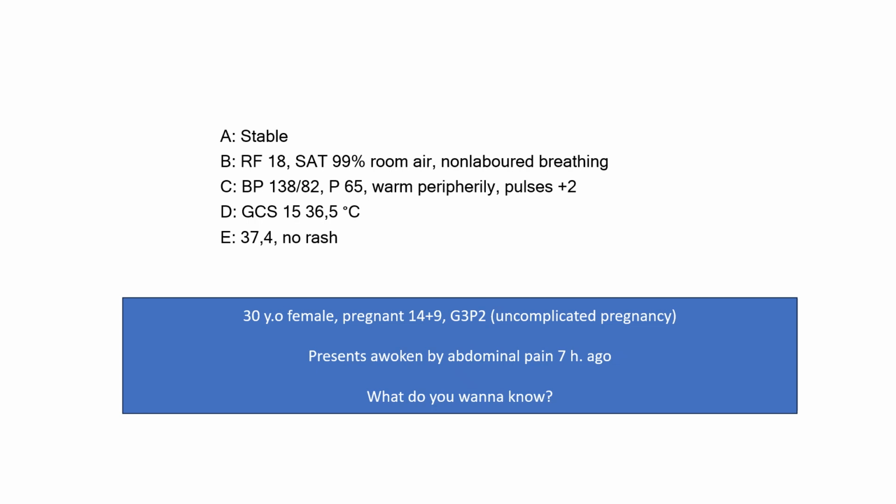This is a 30-year-old female who's pregnant in week 14 plus, I mean plus 6 here. G3P2, so gravida 3, para 2, uncomplicated pregnancy so far. She awoke a couple of hours ago with abdominal pain. What do you want to know?